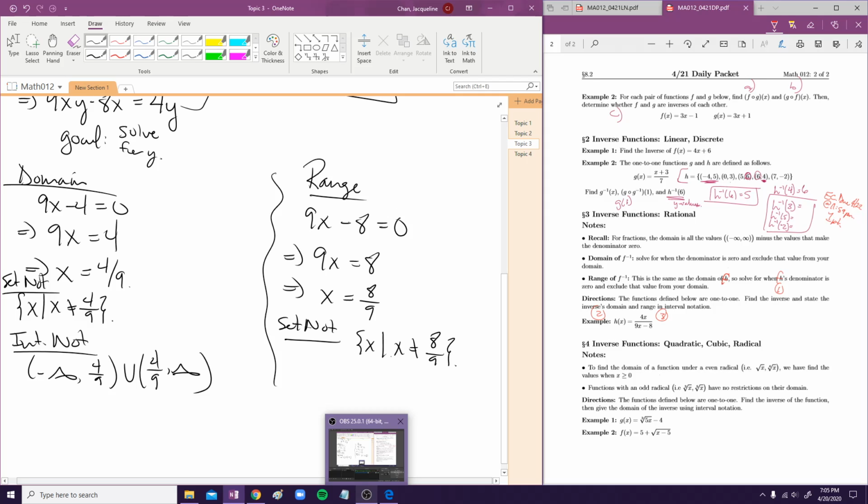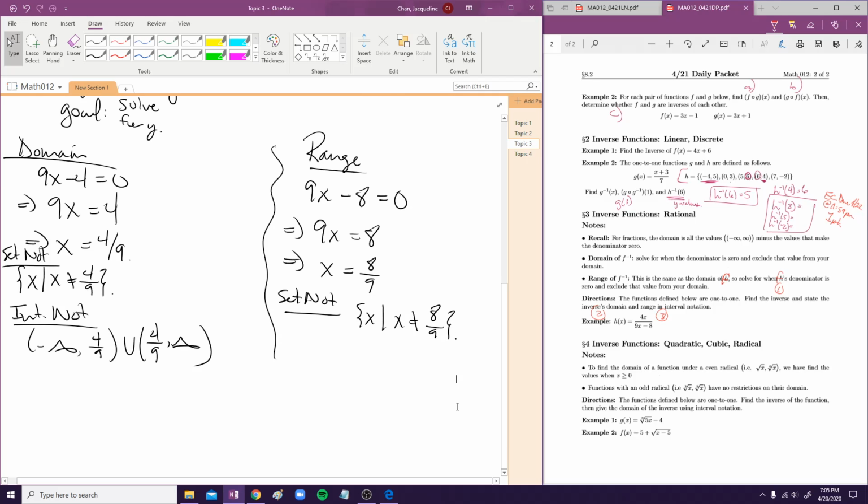But when you actually tell me technically this is the range, or this is the domain of h, you have to exclude the value. All right. So now let's find interval notation. Interval notation is the same thing. So it's just all real numbers, negative infinity to infinity. However, we do have a bump in the road, and that's at 8/9.